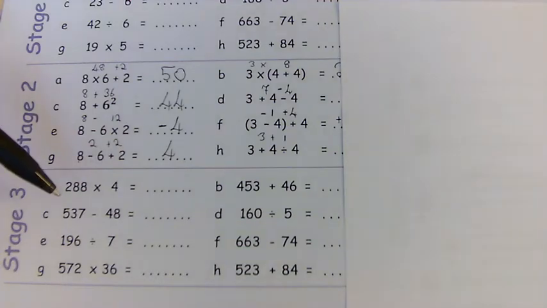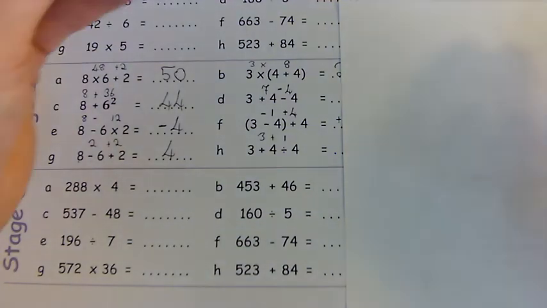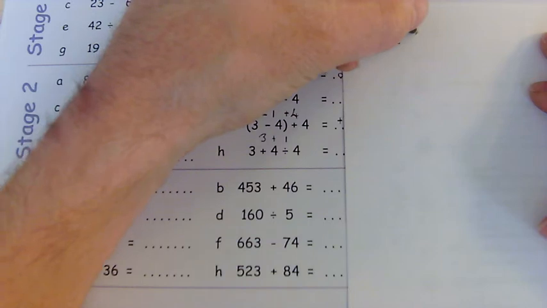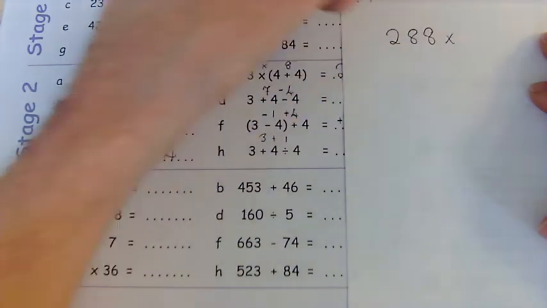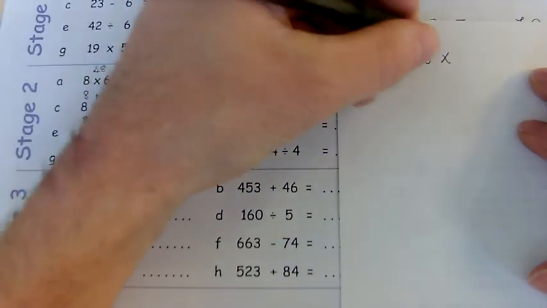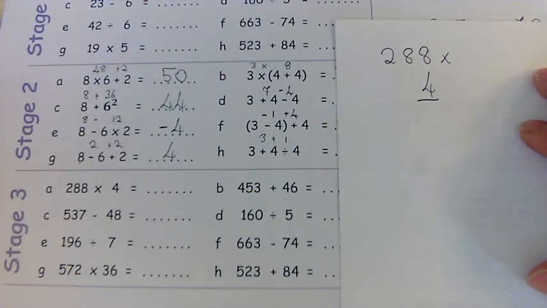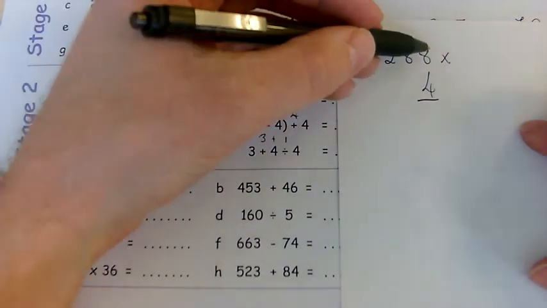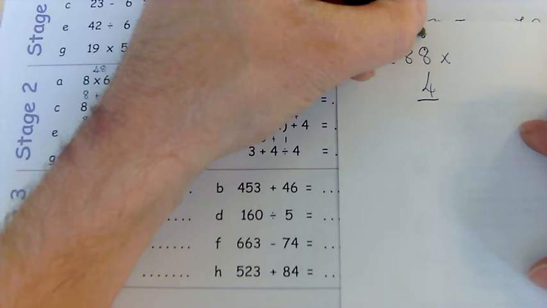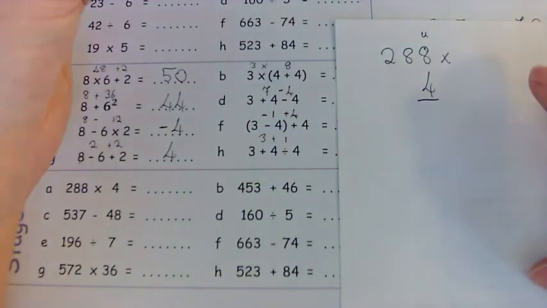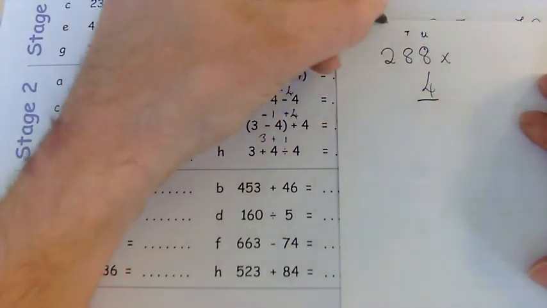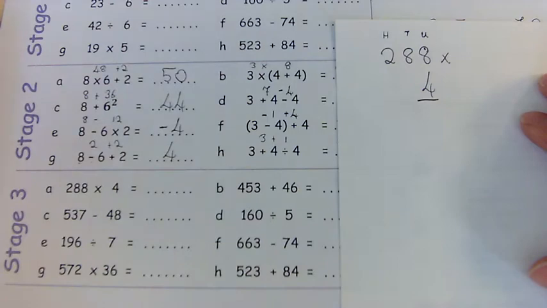Let's start with question A. If I want to do 288 multiplied by 4, I'm going to set my calculation out like so. Big number on top, small number underneath, and I always start in the units column. The units column is the furthest column to the right. And we've got some tens and hundreds in there.